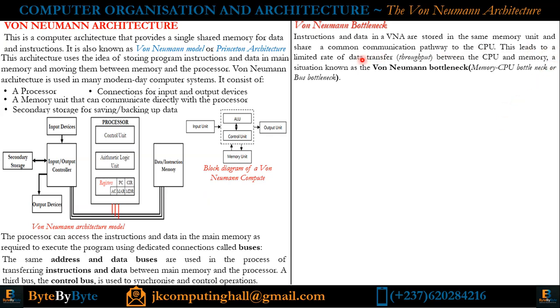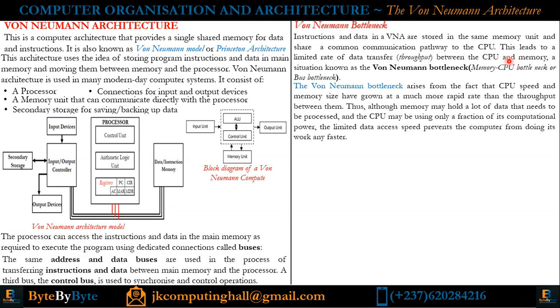This leads to a limited rate of data transfer, the throughput between the CPU and the memory. That is, the number of transfers we have per unit time is limited due to the fact that we have a single pathway for both data and instructions. A situation known as the von Neumann bottleneck, also known as the memory-CPU bottleneck or the bus bottleneck. That is how it is being described.